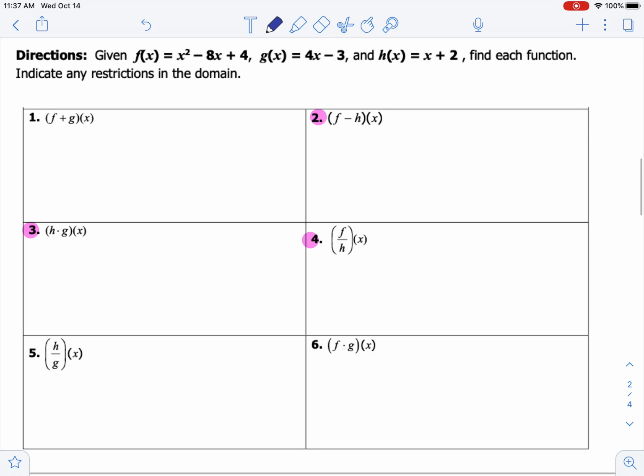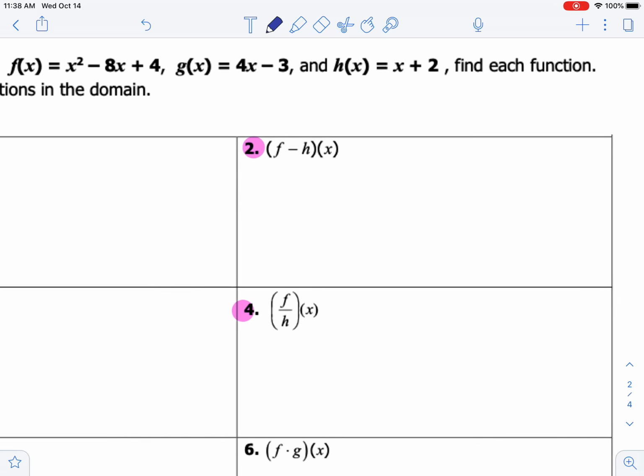We are going to do 3 of these examples together, number 2, 3, and 4. And then you guys, I need you to finish this worksheet on your own. You're going to do number 1, 5, and 6 by yourself as today's assignment, okay? And you're going to submit it on Canvas.